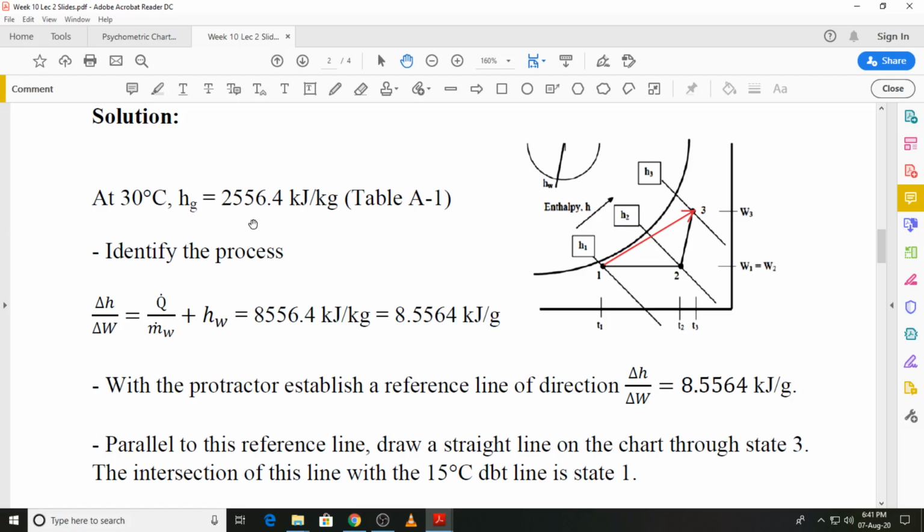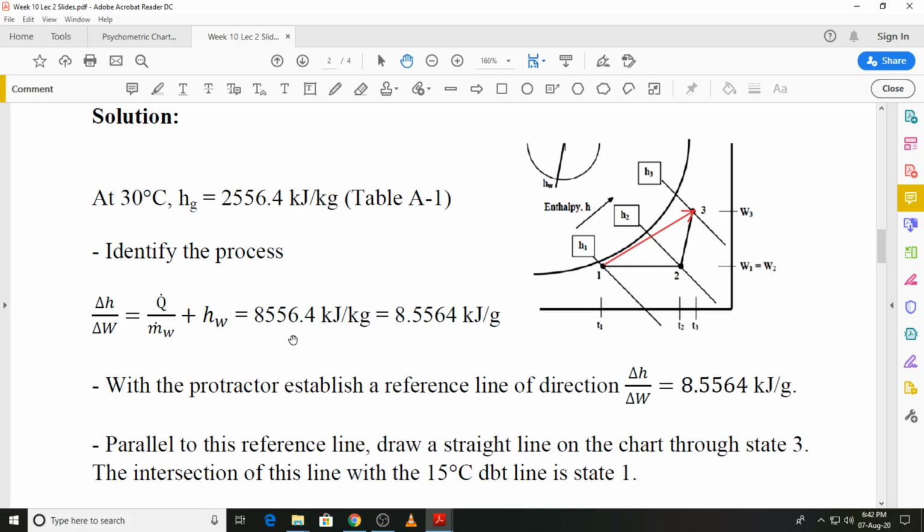So we can obtain the value of HW, which is equal to Hg at 30 degrees C, and that is obtained from table A1. Substitute the values, because Q dot is given to us, that was 9 kilowatts. The mass flow rate of water is also given to us, that was 0.0015 kilograms per second. So those values can be inserted into this expression, and that comes out to be 8556.4 kilojoules per kilogram.